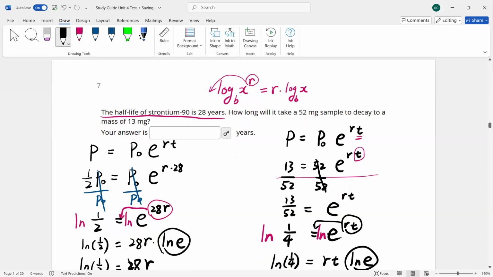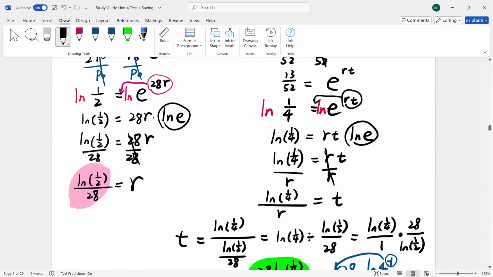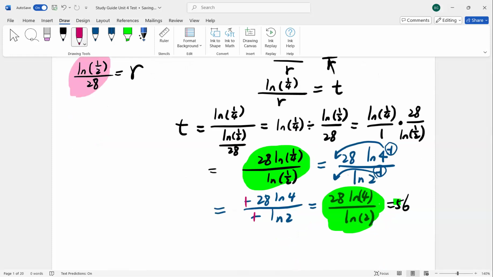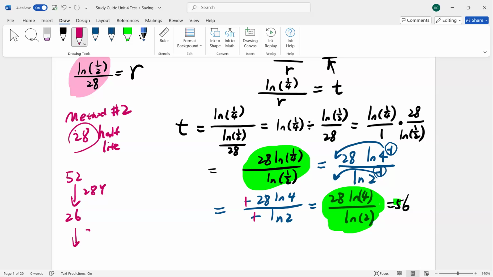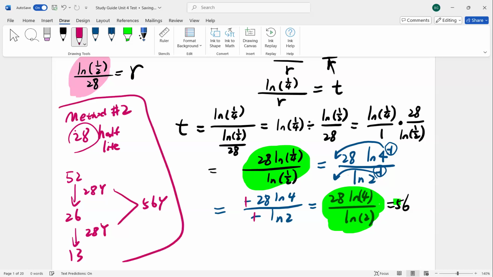Actually, we have another method for this problem. Yeah, we do have another method for this problem, okay? 28 is a half-life. And for method number 2, the numbers are pretty convenient. So originally the mass is 52, right? After 28 years, the mass will reduce to half of 52, which is 26, right? And after another 28 years, it'll reduce to half of the 26, which is 13. So 28 years plus 28 years, 56 years. This is a lot easier, right?